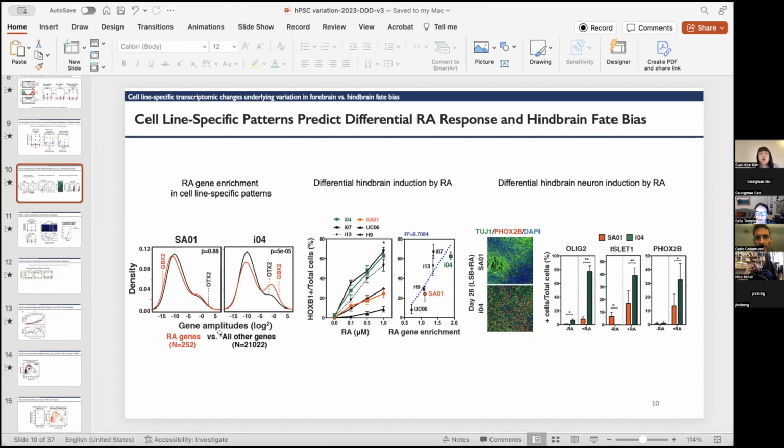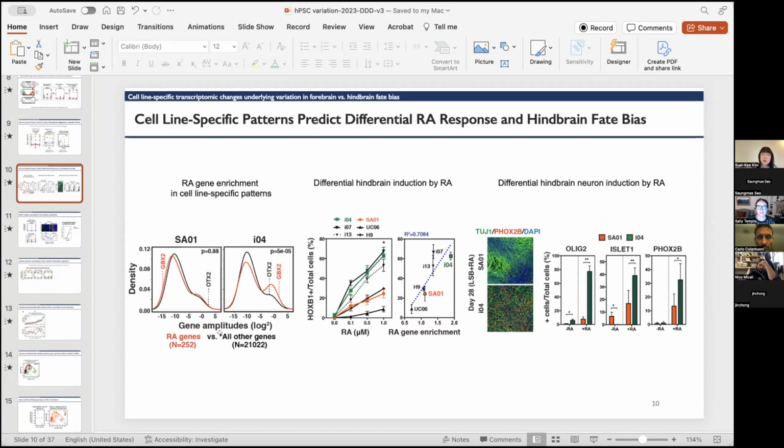Okay. So I think right now we actually played with only 6 cell lines. We have many different lines. How we can define the individual donor specific pattern is something that we need to explore more.